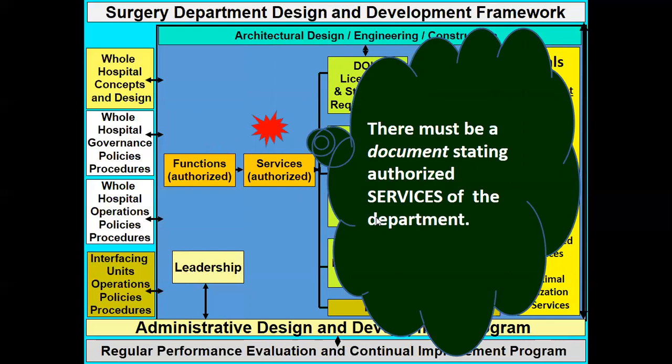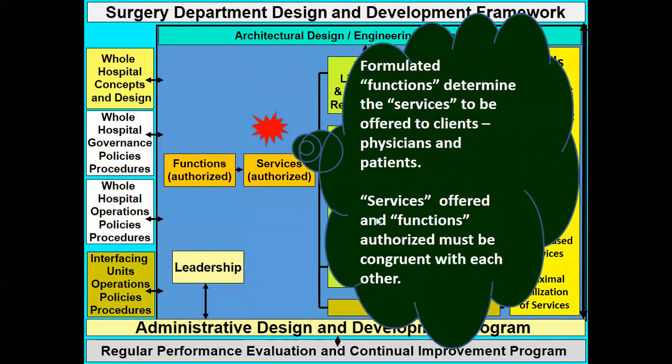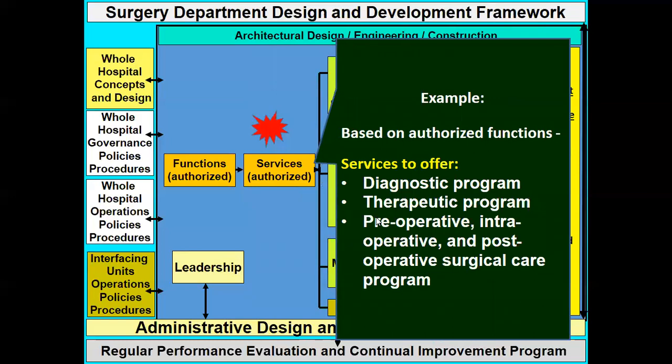Services: there must be a document stating authorized services of the department. Formulated functions determine the services to be offered to clients, both physicians and patient clients, and services offered and functions authorized must be congruent with each other. Example of a list of services based on authorized functions: diagnostic program, therapeutic program, preoperative, intraoperative, and post-operative surgical care program.